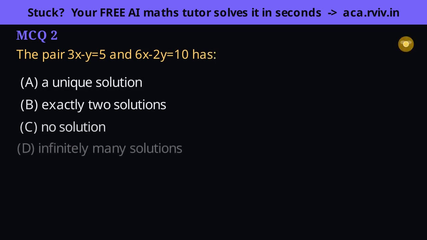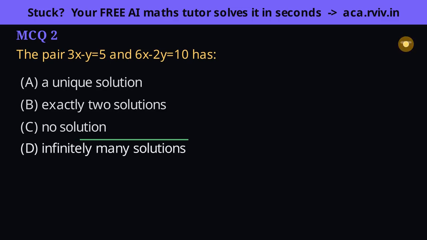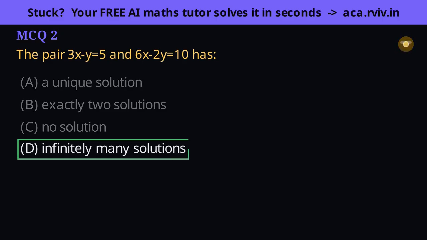Consider the 4 options. Write both in standard form and compare. 3 over 6, minus 1 over minus 2, and 5 over 10 all equal 1/2. All 3 ratios agree, so the second equation is just the first doubled, the same line. Coincident lines share every point, so there are infinitely many solutions. Unique solution is wrong because the lines aren't distinct. No solution is wrong because they do meet everywhere, and exactly 2 is geometrically impossible for straight lines.